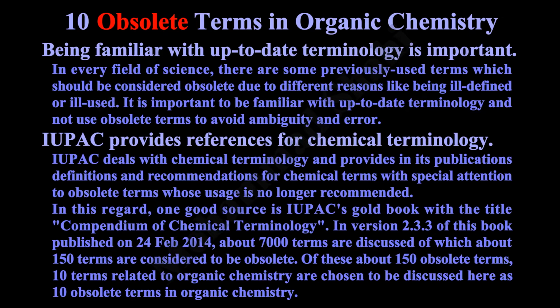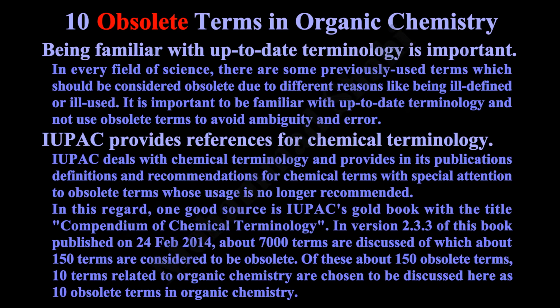International Union of Pure and Applied Chemistry, or IUPAC, deals with chemical terminology and provides in its publications definitions and recommendations for chemical terms, with special attention to obsolete terms whose usage is no longer recommended. In this regard, one good source is IUPAC's Gold Book with the title Compendium of Chemical Terminology.